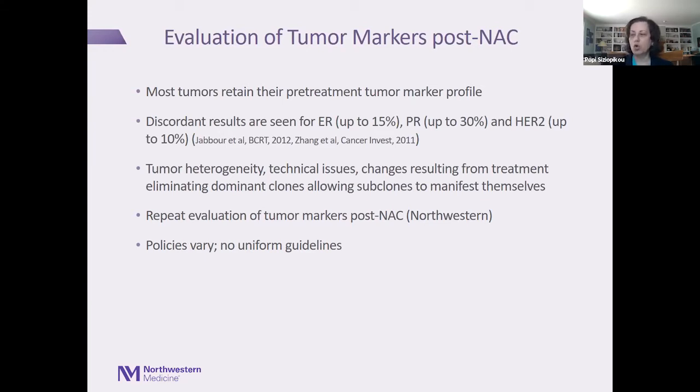Although technical issues occasionally exist, the most likely explanation for these different tumor marker profiles after neoadjuvant chemotherapy is tumor heterogeneity and changes resulting from treatment eliminating dominant clones and allowing subclones to manifest themselves. At Northwestern, we repeat the breast tumor markers on all post-treatment specimens as a matter of protocol. However, no uniform guidelines exist and policies vary in different institutions.